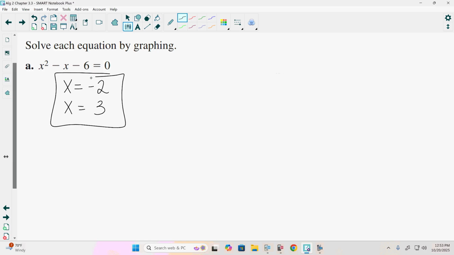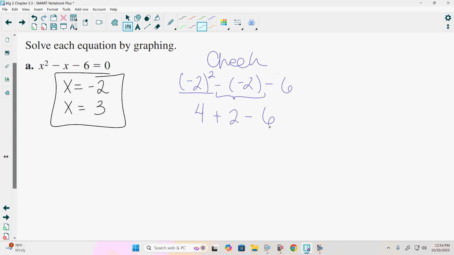And that's it. Now, if I wanted to check, we don't have to, but we could check. I can plug -2 in for x and see, does this equal 0? Well, -2 squared, -2 times -2 is +4. Our -2 is going to become +2 minus 6. Our 2 plus 4 is 6, and 6 minus 6 is indeed 0. So that works. We can do the same for 3.